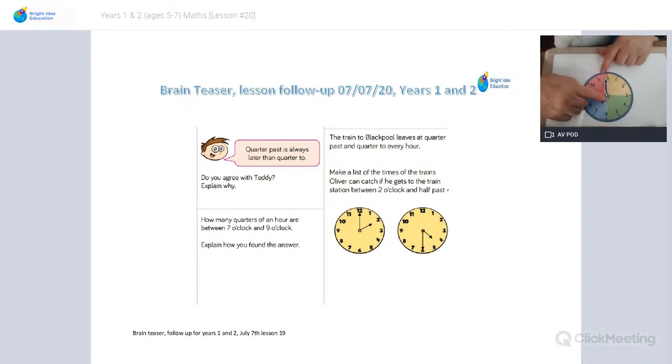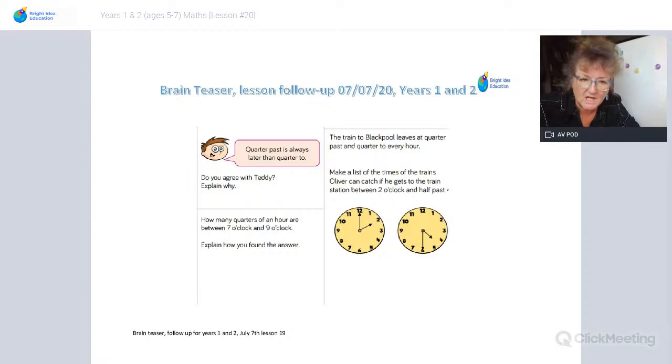Okay, so there's 7 o'clock. Let's have a little look. 1 quarter, 2 quarters, 3 quarters, 4 quarters, and now it's 8 o'clock. So there were 4 quarters from 7 till 8. Now we've got to go to 9 o'clock. 5 quarters, 6 quarters, 7 quarters, 8 quarters. So the minute hand would have travelled around 8 quarters of the clock from 7 o'clock until 9 o'clock.